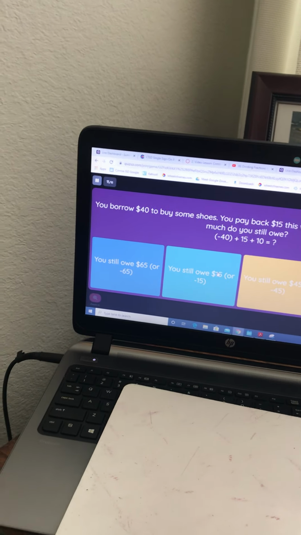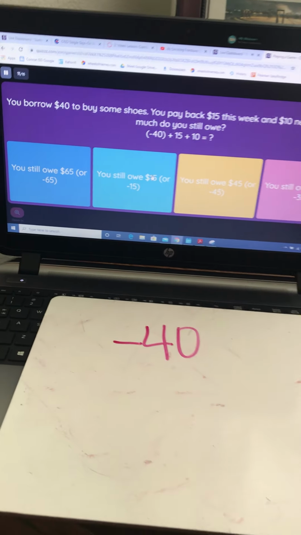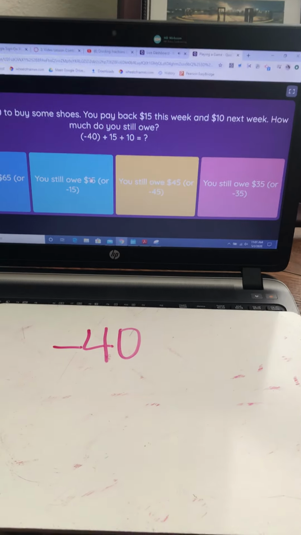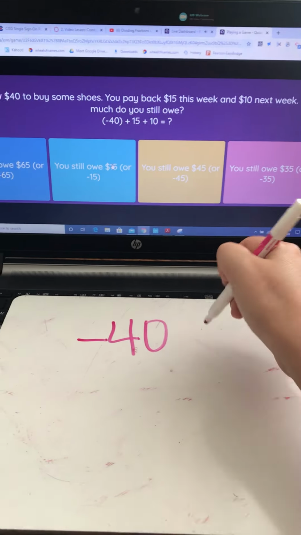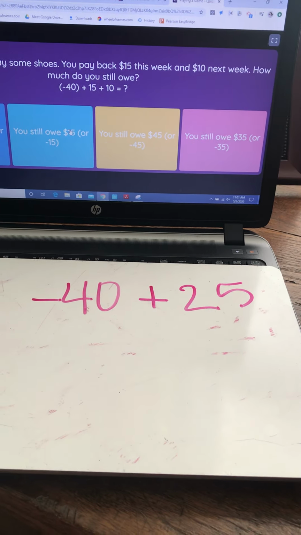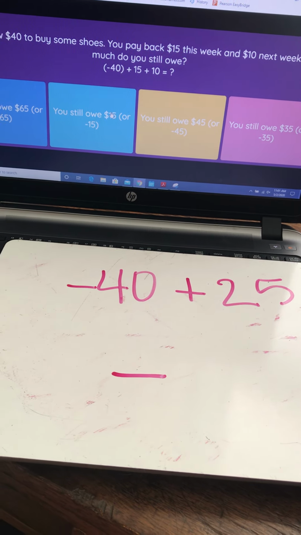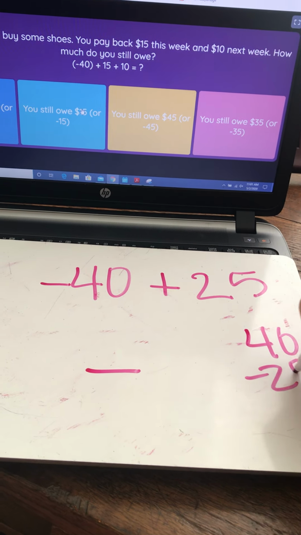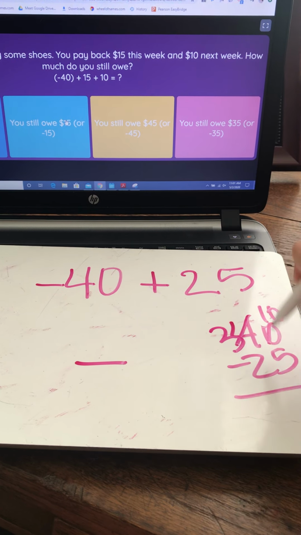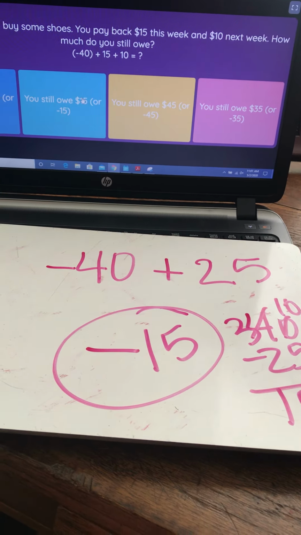Ooh, money question. You borrow $40 to buy some shoes. So you're already in a negative. You pay back $15 this week and $10 next week. So I'm going to combine those two as I am giving back $25. How much do I still owe? So I have more negative, so I know I'm going to be in the negative. I can do 40 minus 25 to give the answer of how much more I owe. So I still owe $15, so I am in debt, $15.